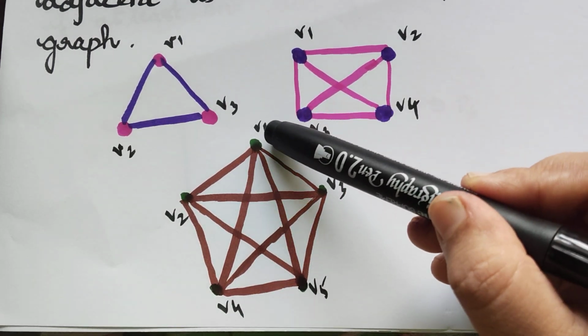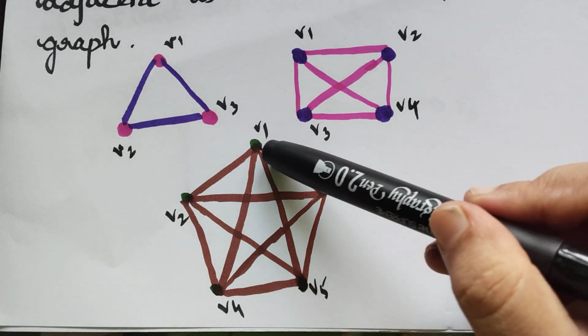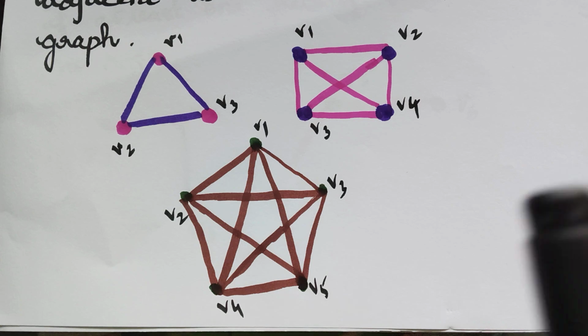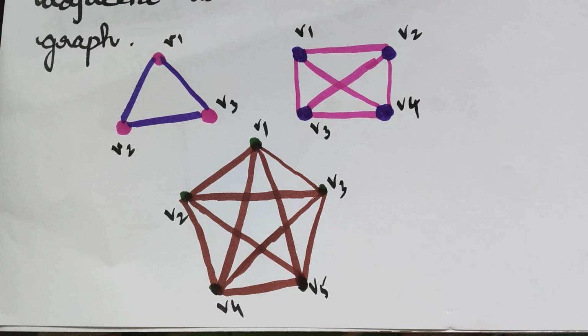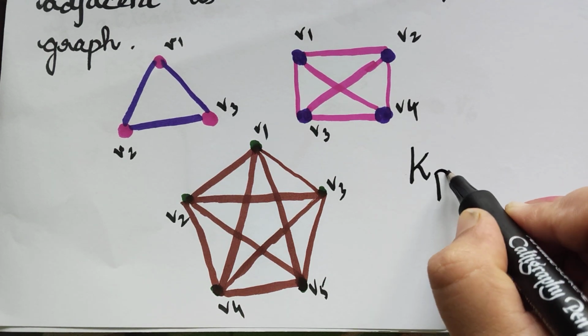For example, V1, if you take, is adjacent to V2, V3, V4, V5. Like that, if you check for each vertex, every pair of vertices will be adjacent to one another. And a complete graph with p vertices is represented as Kp.